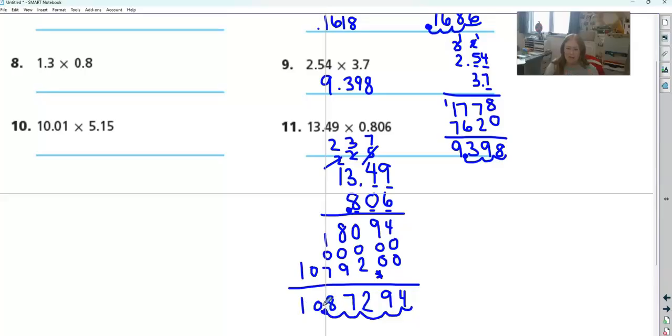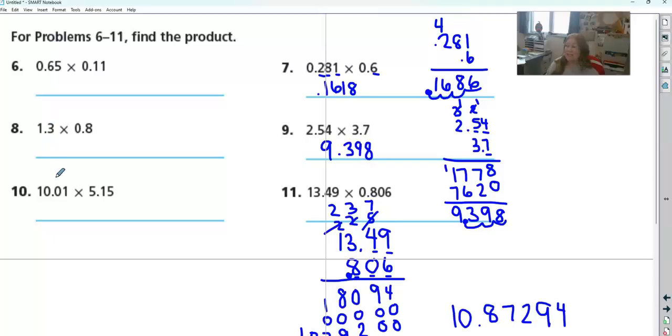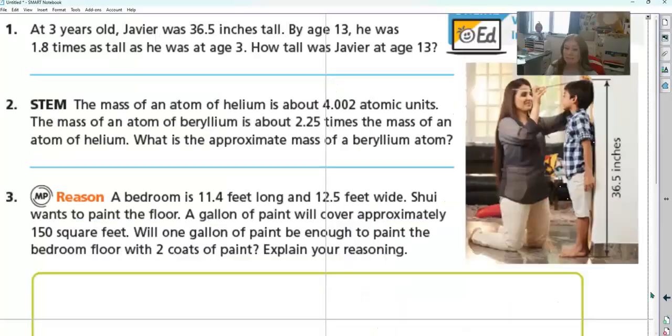My answer is 10 and 87294 after the decimal. 10.87294. We were thinking it should be a little less than 13, and that's smaller. And there we go. So set it up. Make sure you're lining numbers up so it's neat. Regroup things and then count your decimal places at the end. So if you want to try 6, 8, and 10, you are welcome to do that, or I'm going to try a couple of the story problems next.